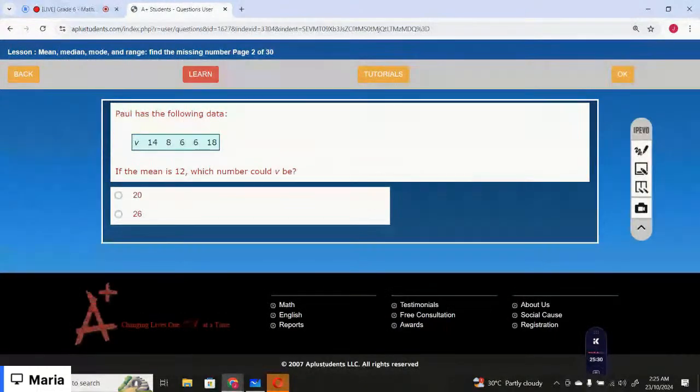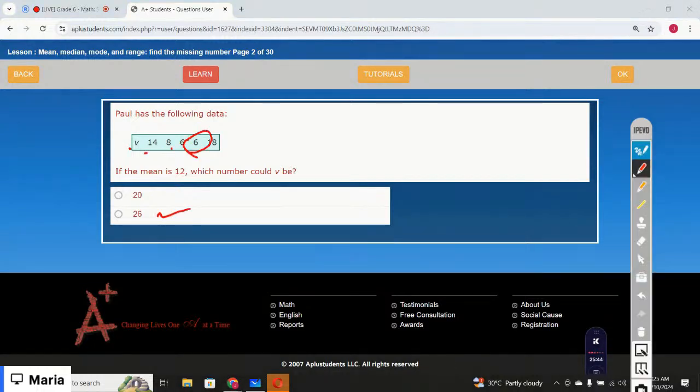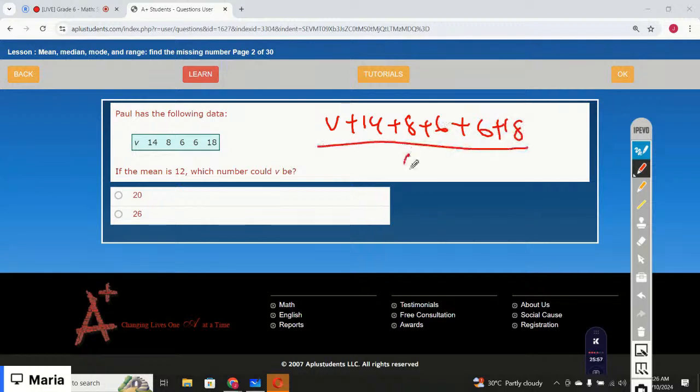Paul has the following data. If the mean is 12, what could the number V be? You need to find the value of V. You are given that the mean of the data is 12, right? What is the mean? You need to add all the numbers and divide by the count. I think they are 1, 2, 3, 4, 5, 6. So that is V plus 14 plus 8 plus 6 plus 6 plus 18 divided by 6 equals 12.